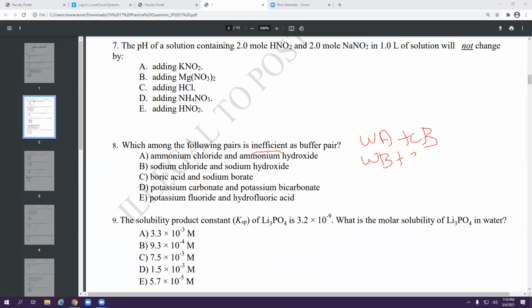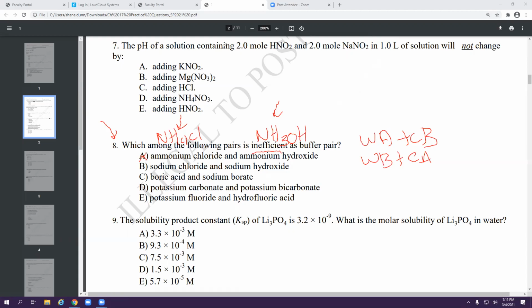A weak base plus a conjugate acid. I keep saying this, guys, because questions like 8 will pop up on the test because they love to torment you with this, right? So ammonium chloride, NH4Cl, NH3OH. Are any of those strong acids or strong bases? No, right? It is a weak acid and its conjugate base, correct? Do you guys see that? This has 4, this has 3, correct? That is a good buffer.